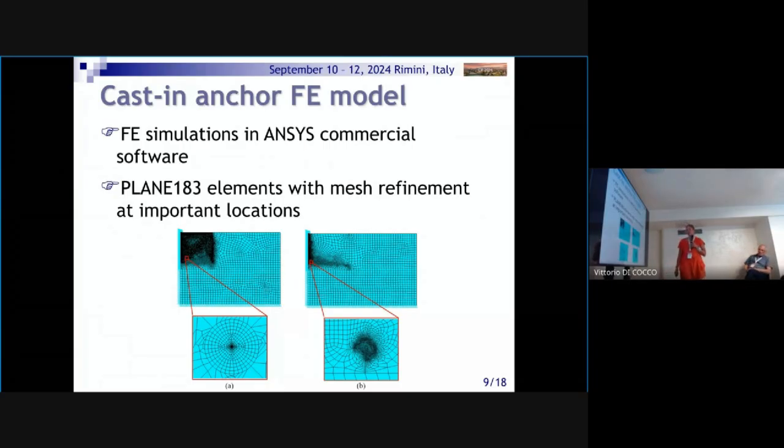The element sizes varied between several hundreds of millimeters up to approximately 20 millimeters at the end of the specimen.